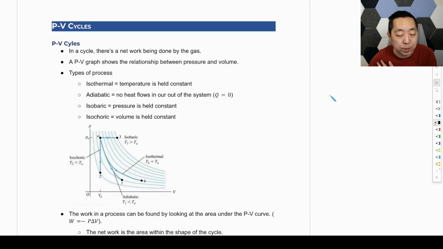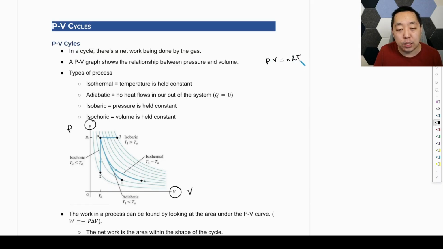So now we're going to look at these PV cycles or PV graphs. A PV graph is simply a graph where the y-axis is the pressure and the x-axis is the volume. It's a way to visualize. And you've got to remember that we're still ultimately using the ideal gas law, PV equals nRT, as part of our analysis. But it shows the relationship between the pressure and the volume.